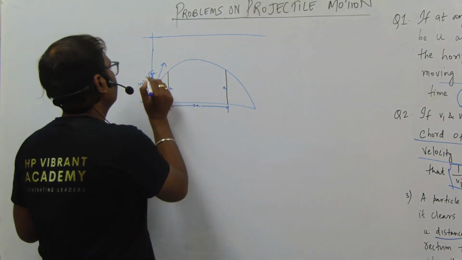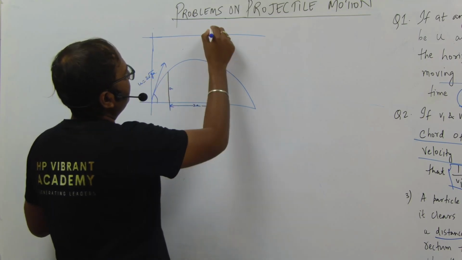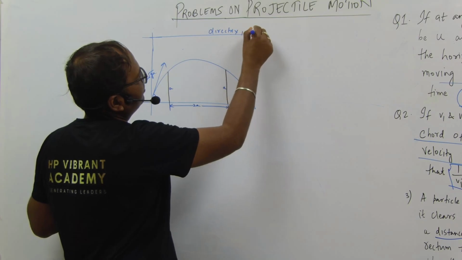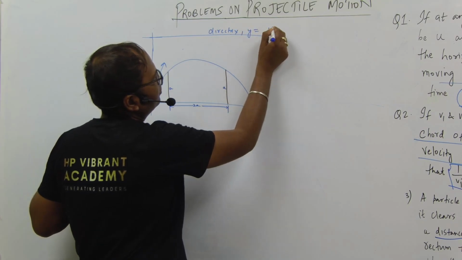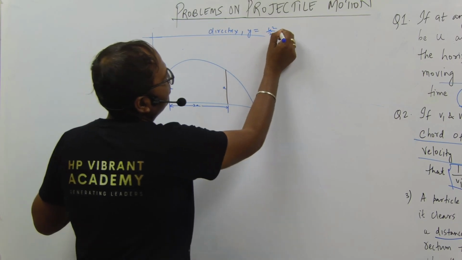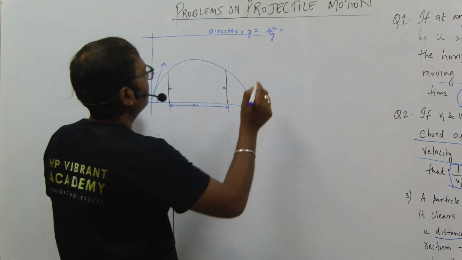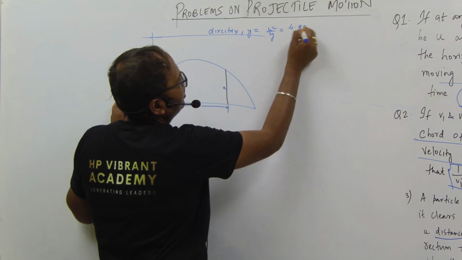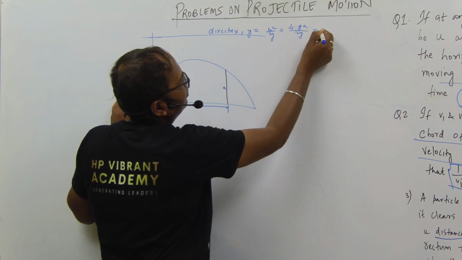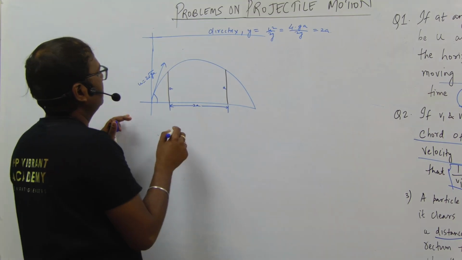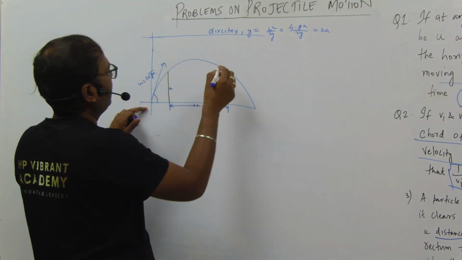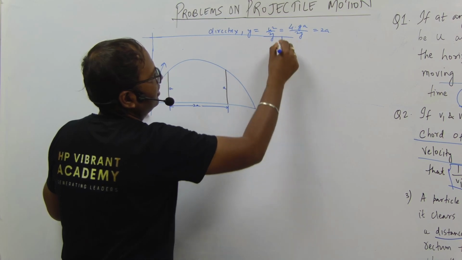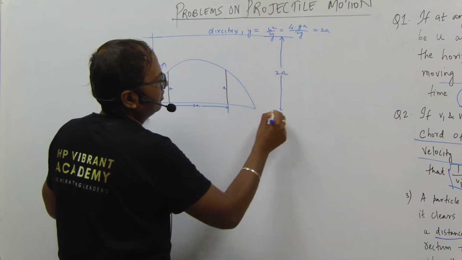Okay, the initial velocity is... So we have the directrix y equal to u square upon 2g. The value of u is 2 root under ga, so this is 4 into ga upon 2g. So this is equal to 2a. So at a height of 2a we have the directrix. Okay, so our directrix is at a height of 2a from the x-axis.